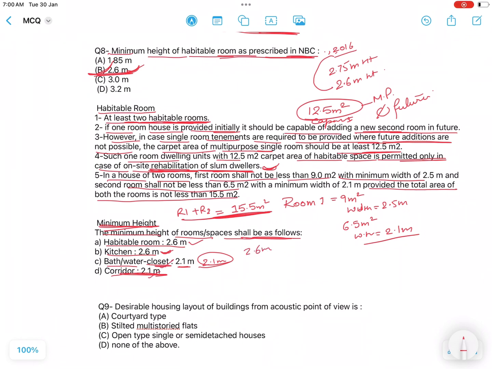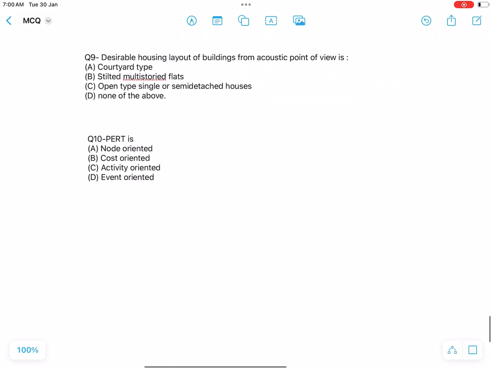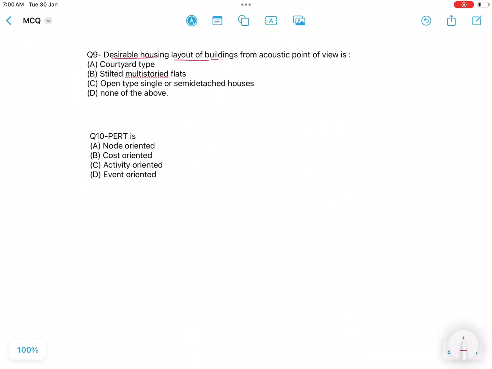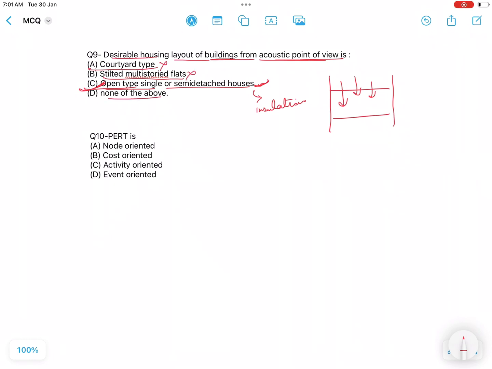Moving on to question number 9. Desirable housing layout of building from acoustical point of view. So from the acoustics point of view, the building should not share any wall. In a stilted multi-story flat, they share the roof, so the noise can transmit like this. Open type single and semi-detached is the best way because there is a space that acts as an insulation. So it is the answer for this one. Courtyard type again is not, and none of the above is not correct. The open type single or semi-detached house is the one.